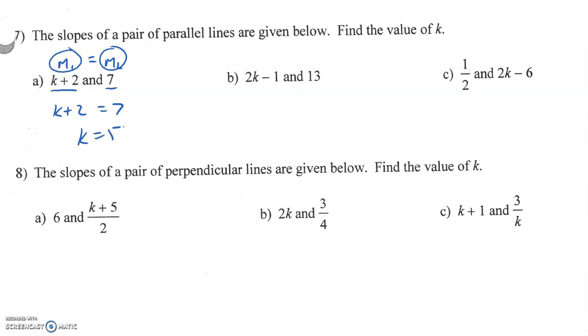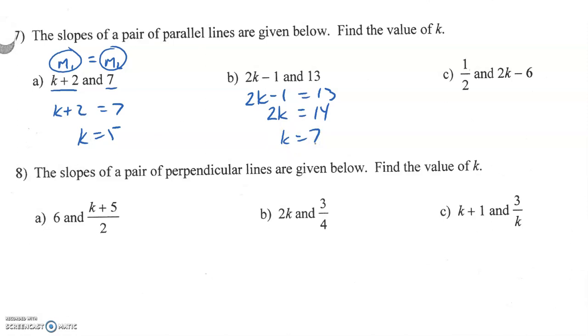So that would be the value for that one. Okay, same type of thing for this one here. This slope has to be equal to this slope, so let's just make them equal to each other. So 2k minus 1 has to be equal to 13. So order of operations and reverse everything. We'll add 1 to both sides. That becomes 2k. That becomes 14. We'll divide by 2 on both sides, and k is 7.